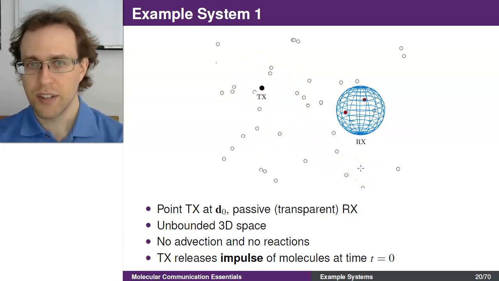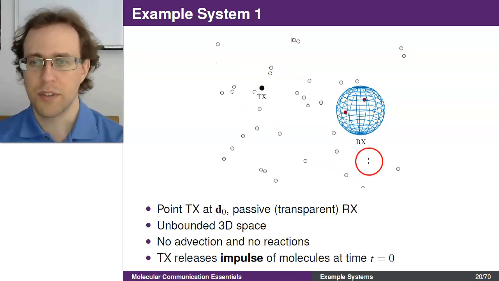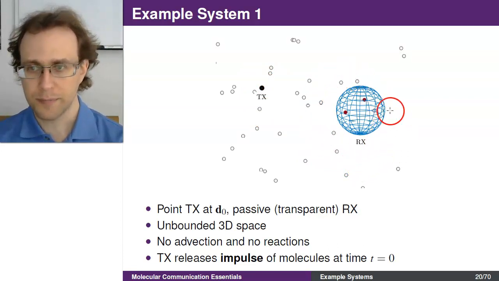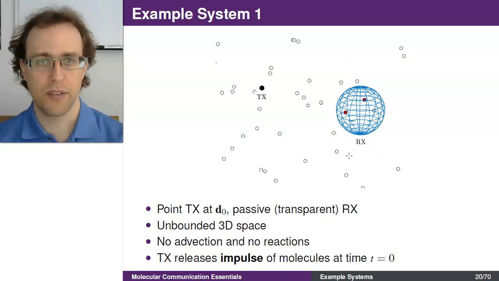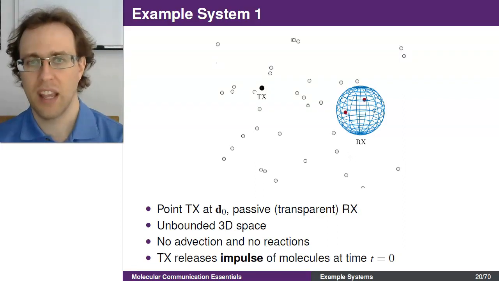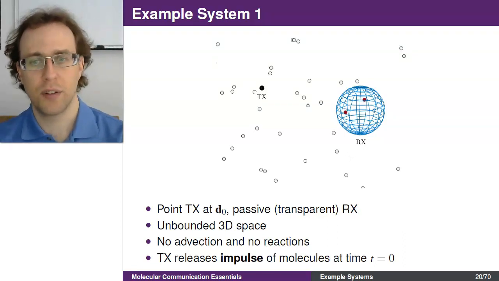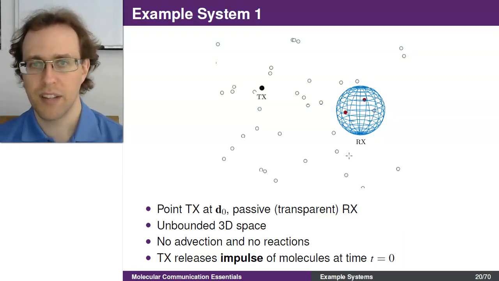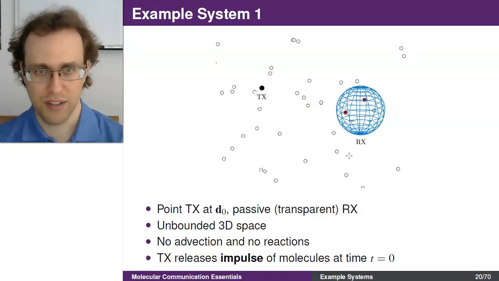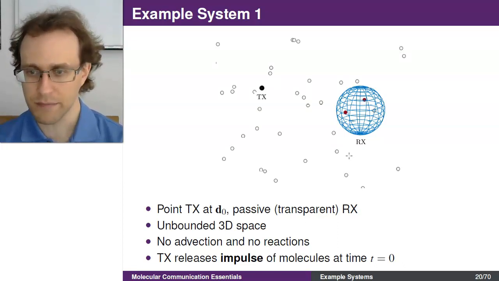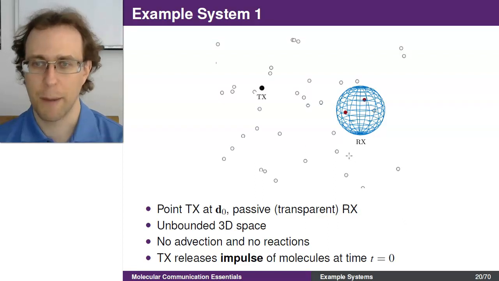In this first example system, I'm going to assume that the receiver is what we call passive. This means that it's transparent, so there are no reactions that actually occur here. We can just think of the receiver as an observer that is looking over a particular subspace of our environment. That space is not influencing the diffusion of the molecules in any way, but it's able to count the molecules that are present within the subset of interest. So this is a passive receiver.